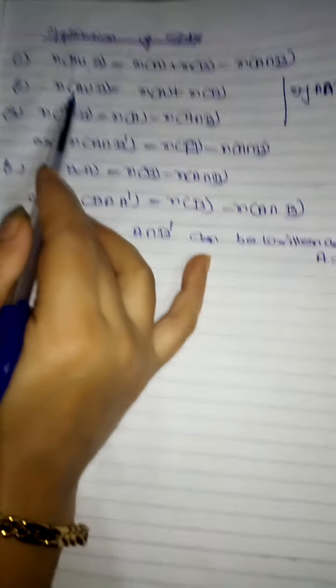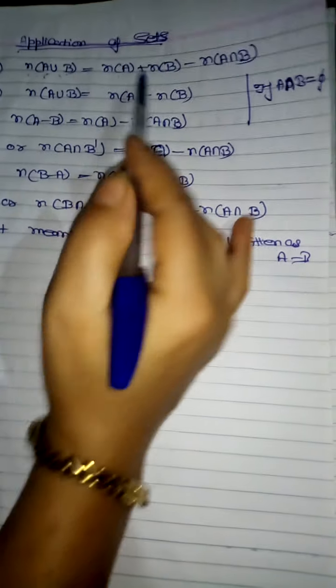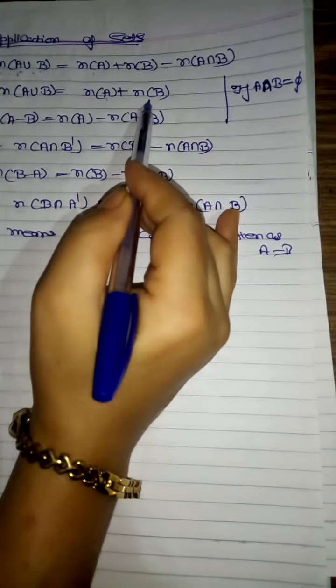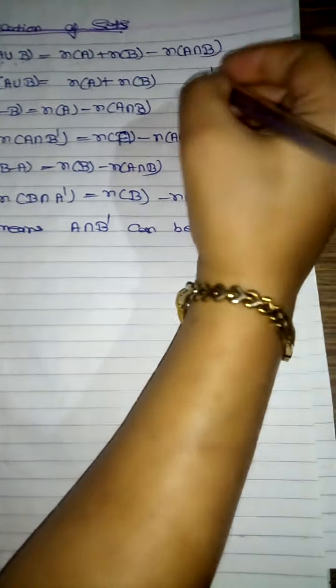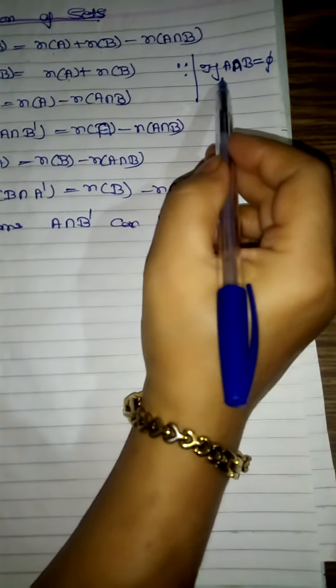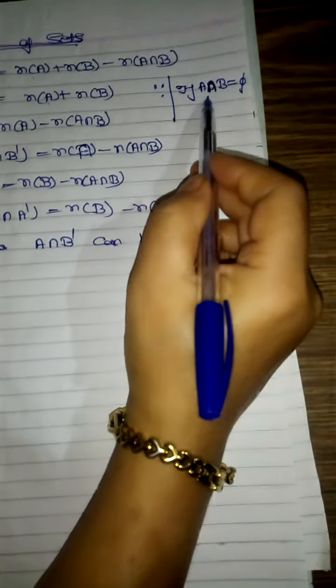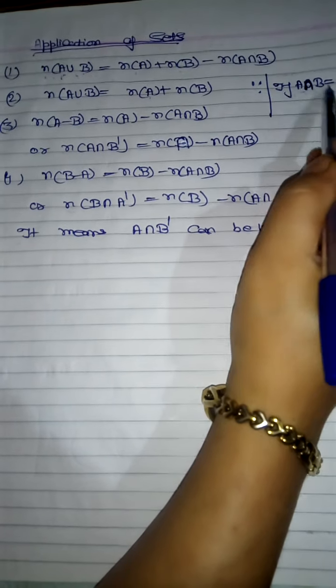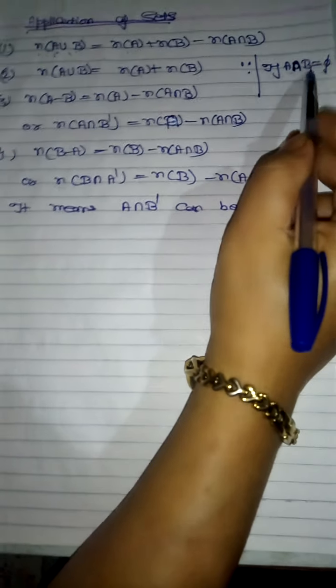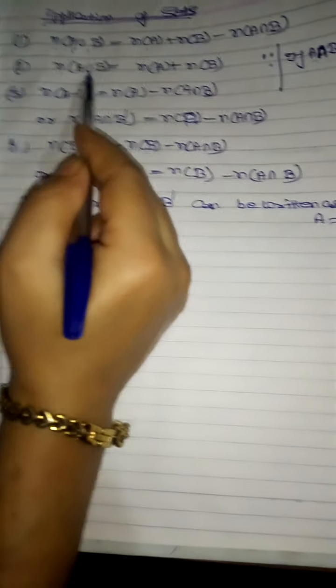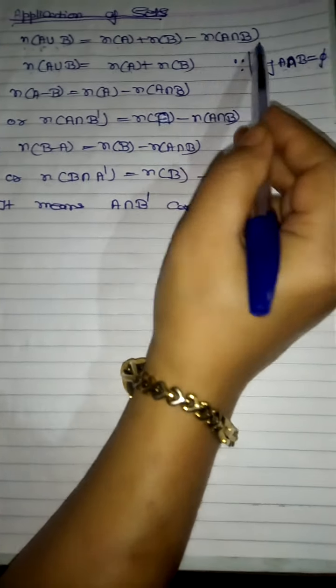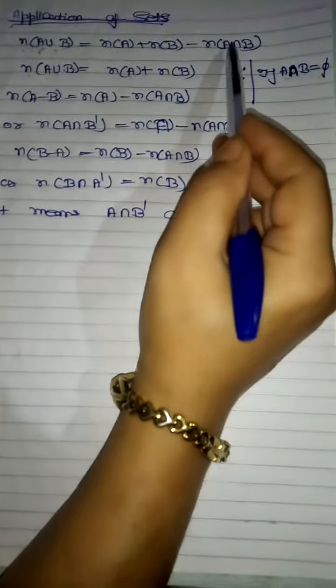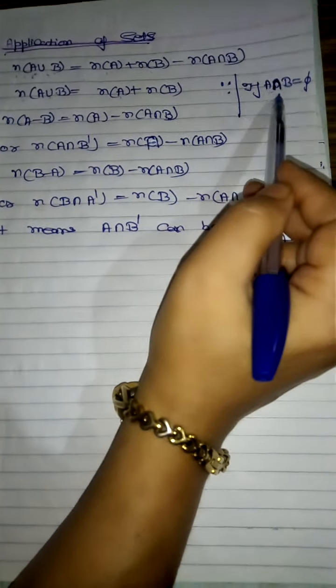Similarly, the second one is n of A union B is equal to n of A plus n of B, when A intersection B is equal to phi. It means there is no common element between A and B, so n of A intersection B will come 0.